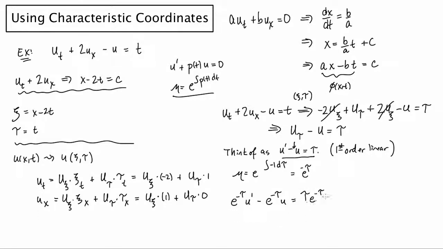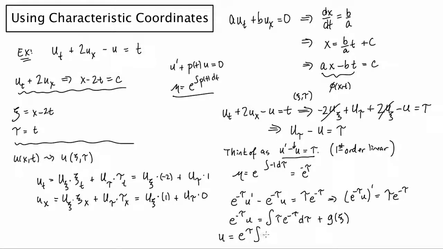And when I do that, the left-hand side should collapse into this product, which it does. And then the right-hand side is as is. If I integrate both sides, then that gives me e to the negative tau u equals the integral of tau e to the negative tau d tau plus an arbitrary constant of integration. Now, here's where you have to remember that this is still a PDE, so there is a second independent variable. So constant with respect to tau means any arbitrary function of the other variable, which in this case is xc. So if I multiply through by e to the tau, I get this.